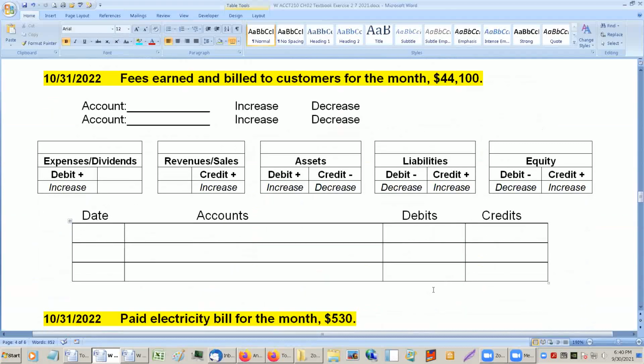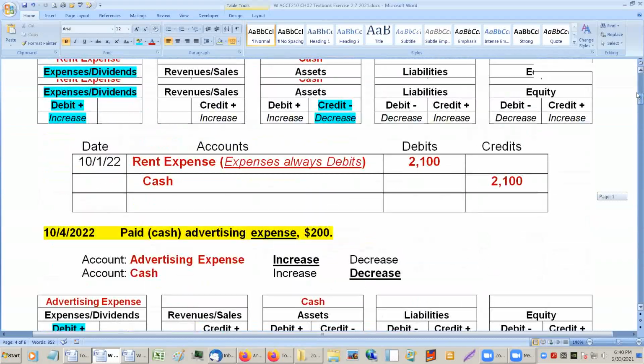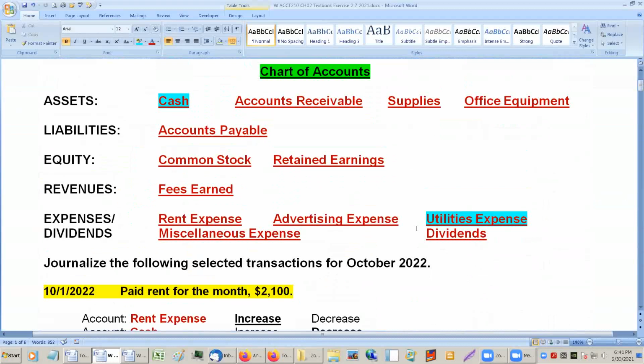Okay, fees earned and billed to customers. This one's a tricky one. Is it a revenue or something? It is a revenue. It's fees earned up there too. Yeah, you're right. Fees earned is a revenue. That's the name of the account we have, but it is a type of revenue account, and we're going to use the fees earned account.